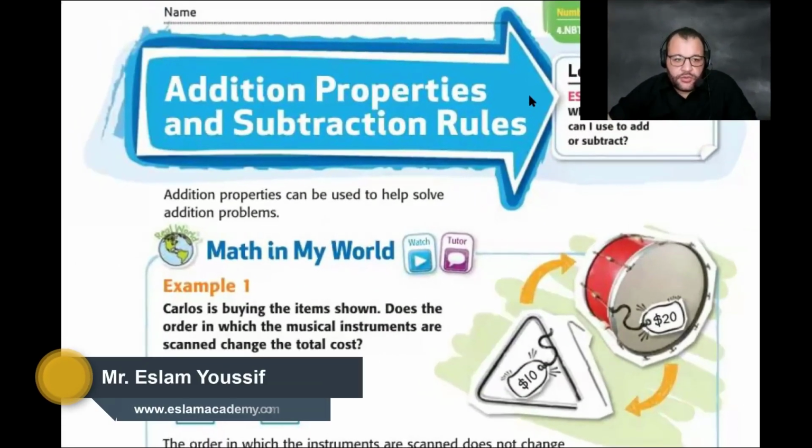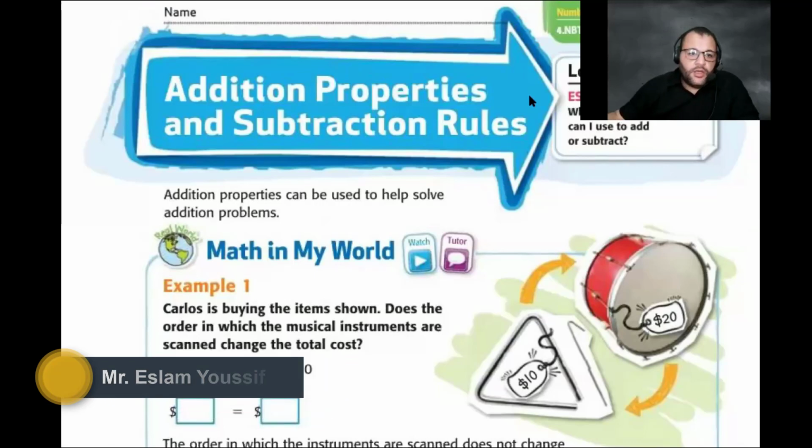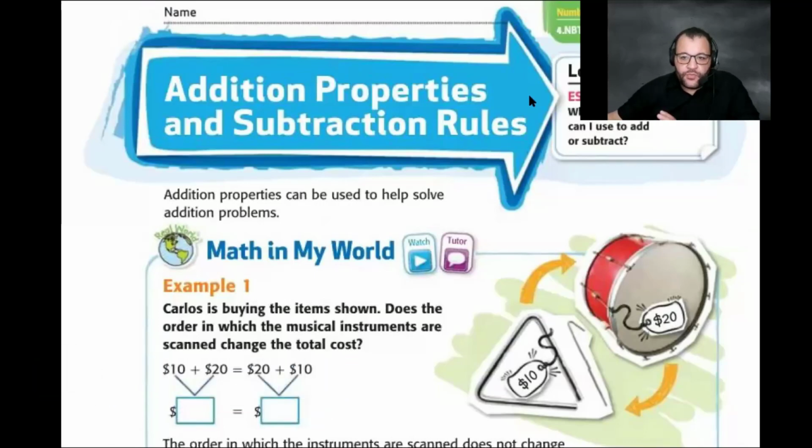Today, inshallah, we are talking about addition properties and subtraction rules. So please leave the book. Don't ask me about the book. Just look at the screen until we finish. Then we can go to the book.